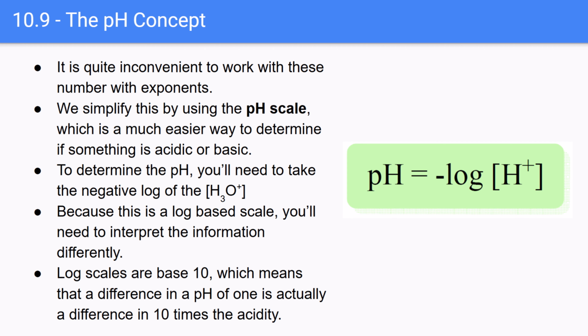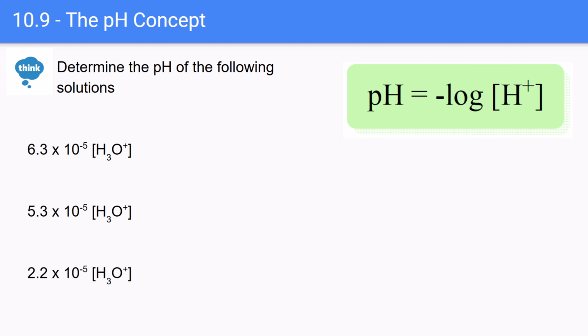We'll examine the pH scale in just a moment to determine if something's acidic, basic, or neutral, but for now, I'd like you to go through and calculate the pH of the following solutions, given the H3O plus concentration.